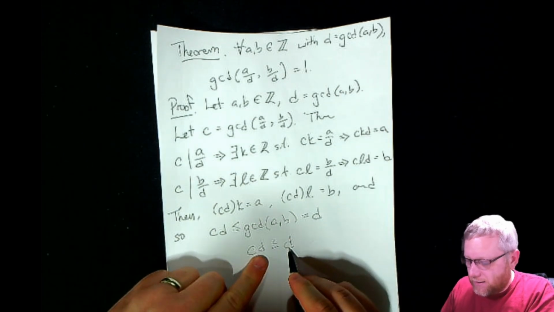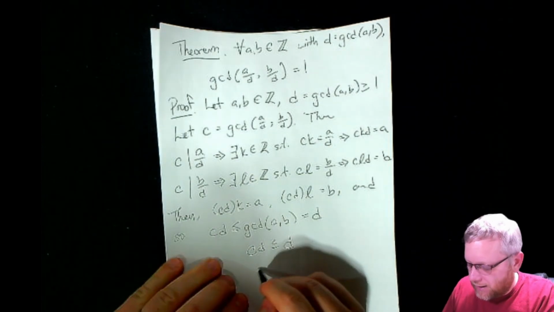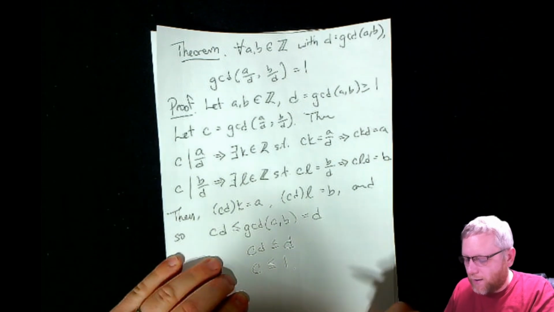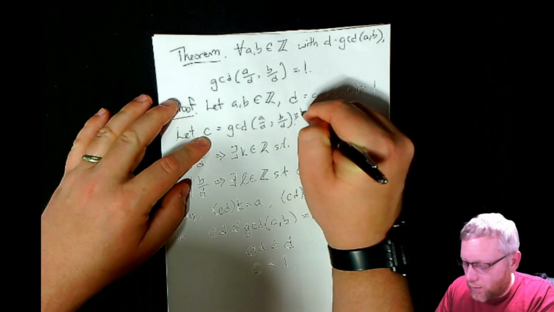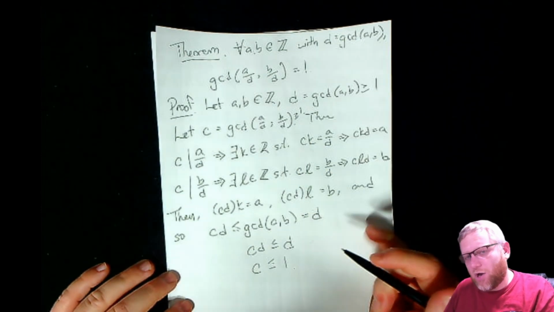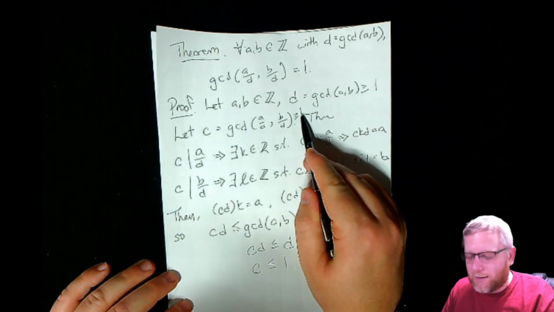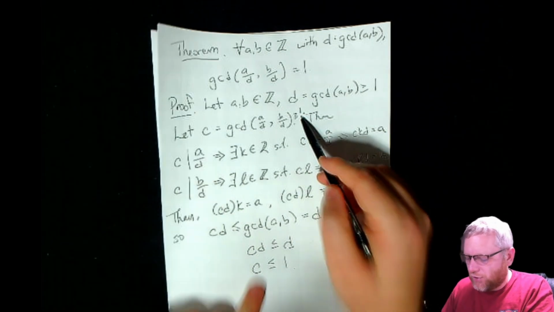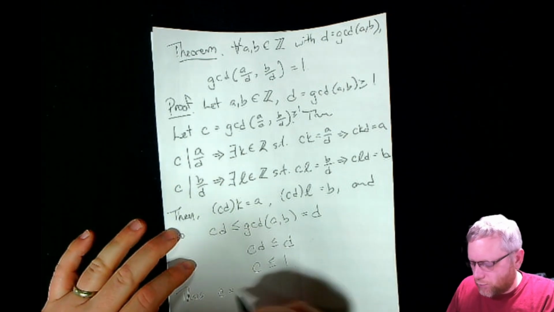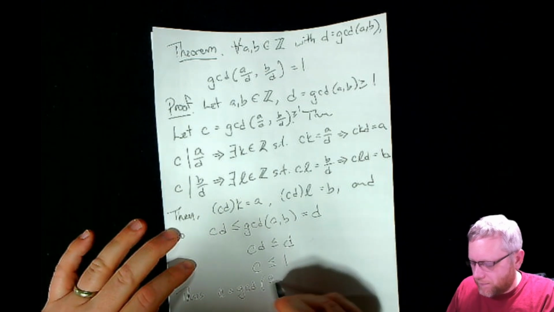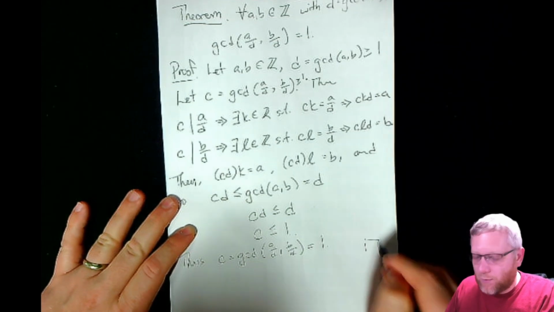D must be a GCD, which is at least 1, and so I can divide by it on both sides, and I get C must be less than or equal to 1. Now, I know that C is the GCD of two numbers. That's always at least 1, because 1 is always a divisor of two numbers, and therefore, at the very least, 1 will always work as a GCD. Well, I've now shown that C is also less than or equal to 1. Thus C, which was the GCD of A over D and B over D that I was looking for, does in fact equal 1, and we're done.